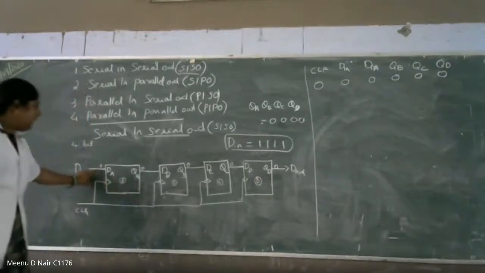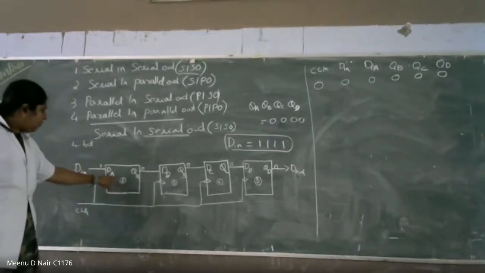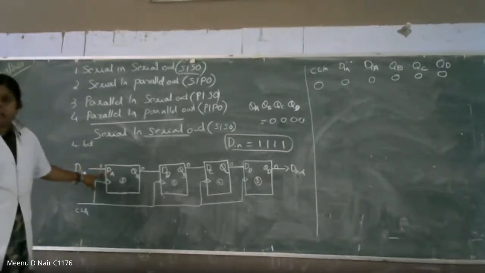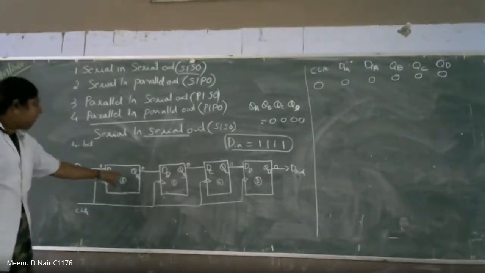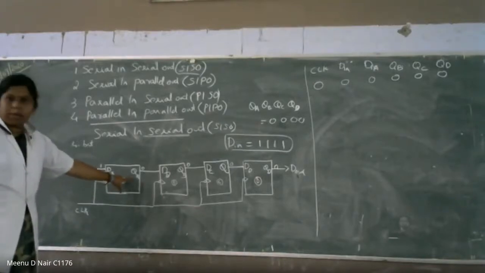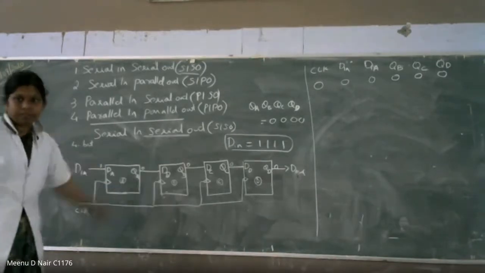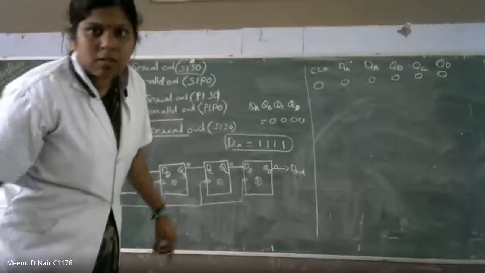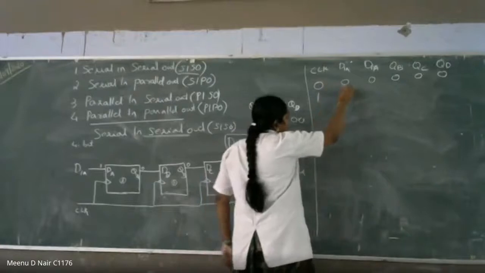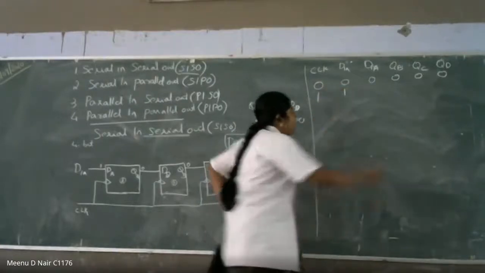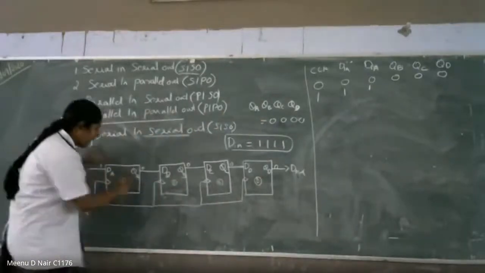You are giving D is equal to 1. The D input of the A flip-flop is 1. Okay, the input of the A flip-flop is 1. What about the output of the A flip-flop? Is it 1 or 0? It is 1. Yes. So in the first clock pulse, you are giving your D input as 1, so QA is equal to 1. Right, this QA is equal to 1 right now.